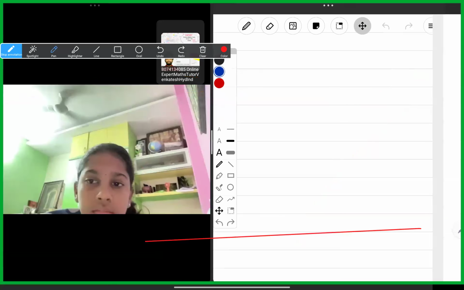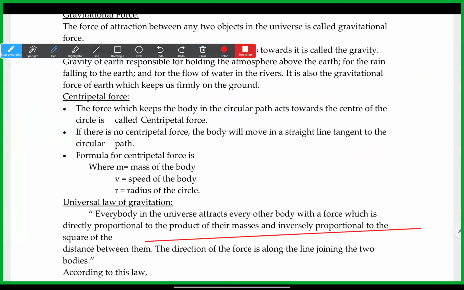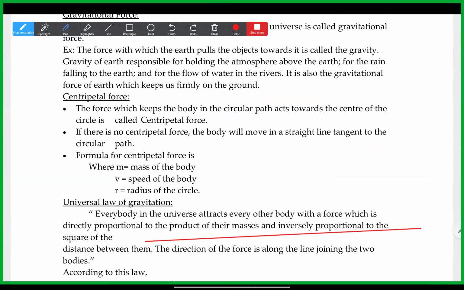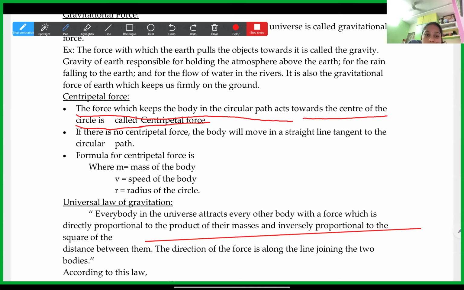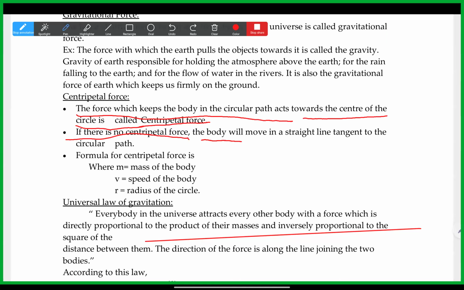Until you left it, you were holding it, so the stone was under control at the center. Similarly, the same thing here also. The force which keeps a body in a circular path acts towards the center of the circle and is called centripetal force. If there is no centripetal force, the body will move in a straight line tangent to the circular path. We can clearly observe this with the thread experiment.